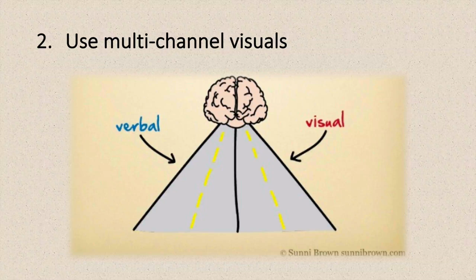Number 2, use multi-channel visuals. This is an image of a brain with 2 pathways leading from the viewer to the brain. One side is a verbal path and the other is a visual path. This illustrates the importance of using multi-channel visuals because this can promote and reinforce information processing. You will also notice us using this strategy throughout the presentation.